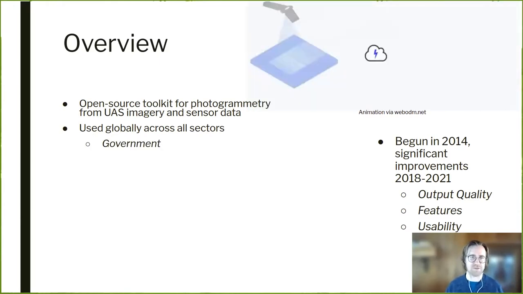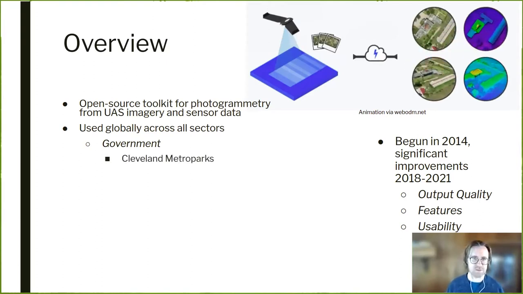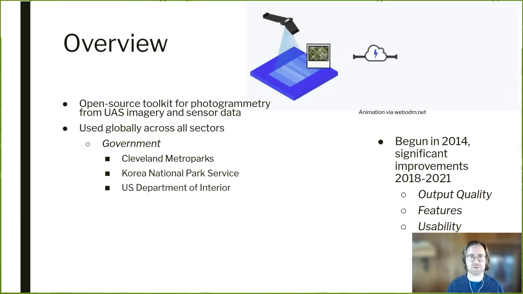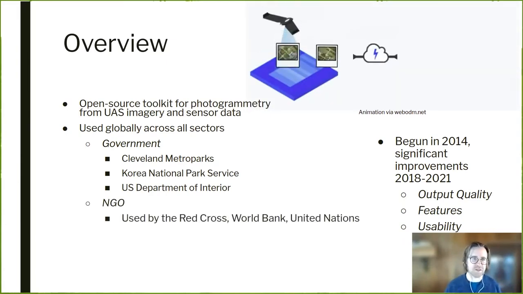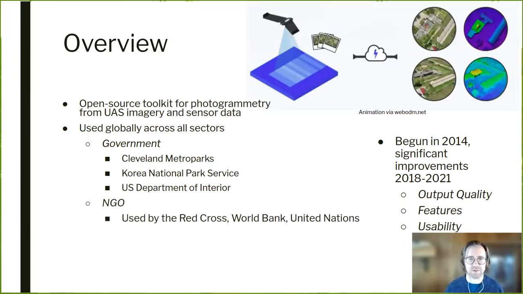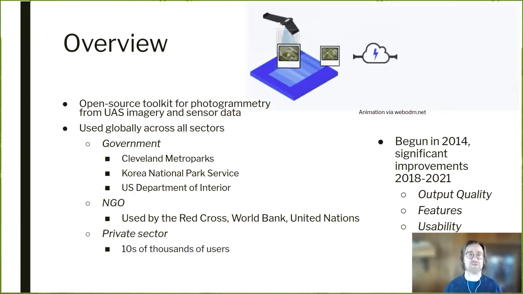So we see use in government, and this is not a comprehensive list, but we know that it's used by Cleveland Metro Parks, by Korea National Park Service, by the U.S. Department of the Interior, and by a range of other government actors across the world. In the NGO space, we know that it's used by Red Cross, World Bank, UN, and then in the private sector, there are tens of thousands of users.